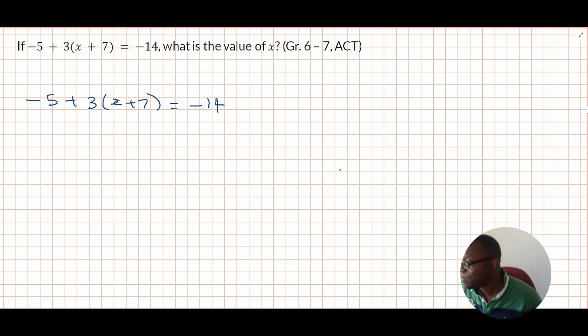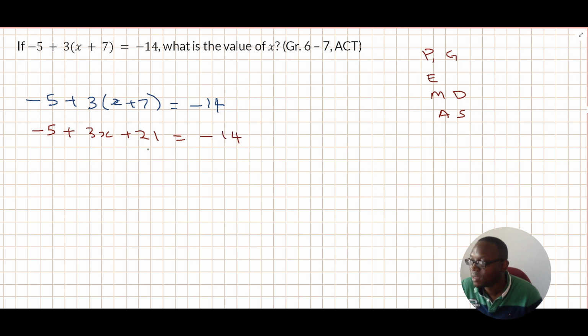PEMDAS, GEMDAS, it doesn't matter which one you use. There are lots of different ways, but the most important thing is parentheses or grouping, exponent, multiplication, division, addition, subtraction. And so we're going to start with our parentheses. So we have a parenthesis here. So let's go minus 5 plus. We're going to simplify the parentheses here. So it's going to be 3x plus 21 equal to negative 14.